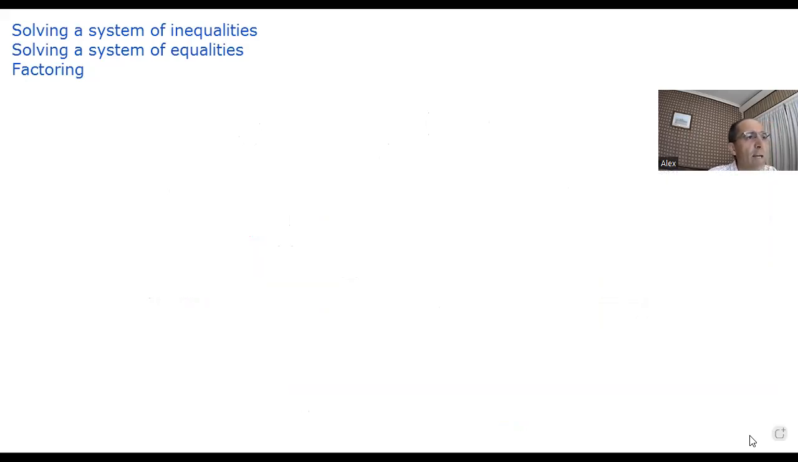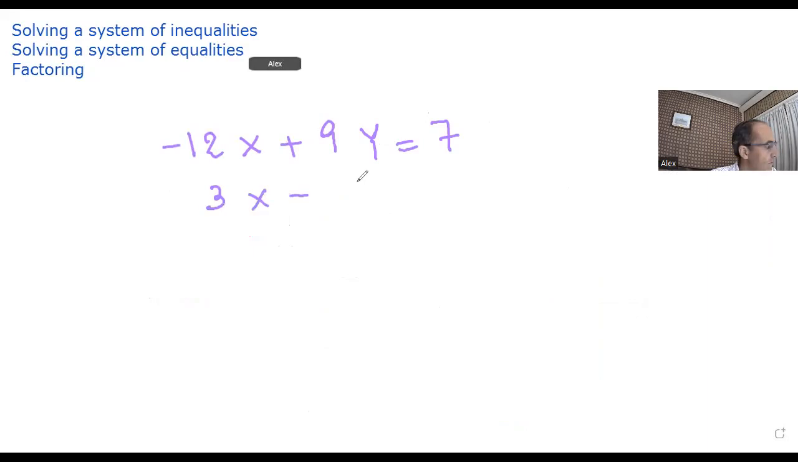Well, now we will get to the other topic that we wanted to address today, which is solving a system of equalities. Let's do this. Minus 12x plus 9y equals 7, 3x minus 4y is equal to 2. This will be a system of equalities that we want to solve, that is, to find out x and y.